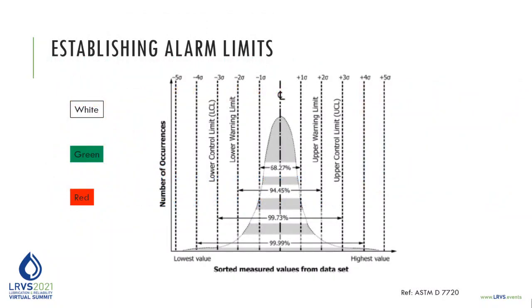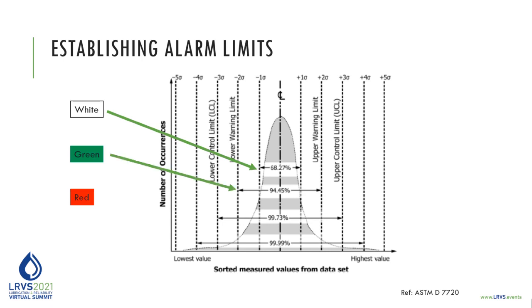Now, this graph example is taken from the D7720-11 from the ASTM protocol. An example of SPC where they actually establish several different limits, determine white, green, or red alarm limits. The first of which is a 1 sigma limit. 68.2% of the data sets fall within 1 standard deviation of the mean. That sample data is less than or equal to 1 standard deviation from the center line. They're going to term that a white alarm limit.